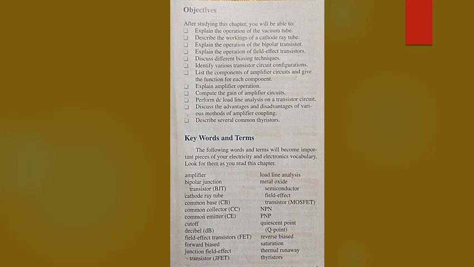Keywords of the chapter are amplifier, bipolar junction transistor or BJT, cathode ray tube, common base or CB, common collector or CC, common emitter or CE, cutoff, decibel, dB, field effect transistors, FET, forward biased, junction field effect transistor or JFET, load line analysis, metal oxide semiconductor field effect transistor or MOSFET, NPN, PNP, quiescent point or Q point, reverse biased, saturation, thermal runaway, and finally thyristors.